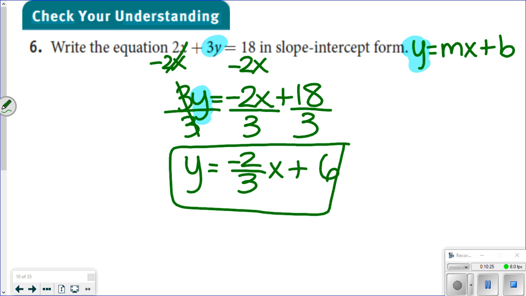All right, bonus questions. What's the slope here? Negative 2/3. What's the y-intercept? 6. Good job.